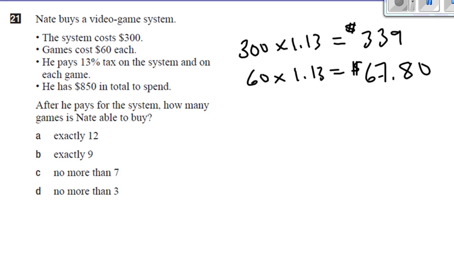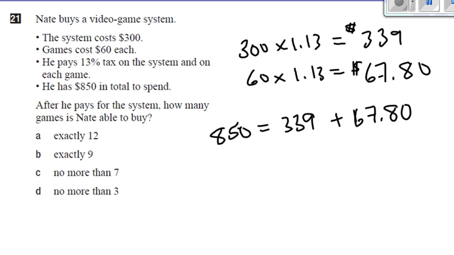So he starts with $850. We know that he's going to pay $339 for the system itself, plus $67.80 for each game that he buys. So I need to figure out what value of G fits into this equation. Subtract $339, since $339 is the money he spends on the game system itself. That gives me $511 left over to spend on games.